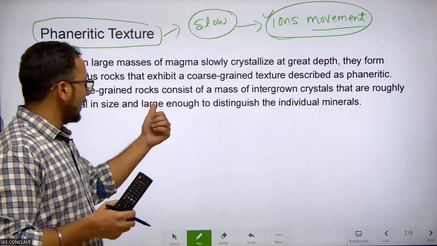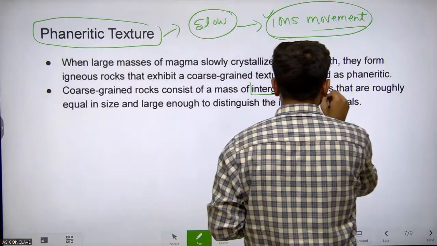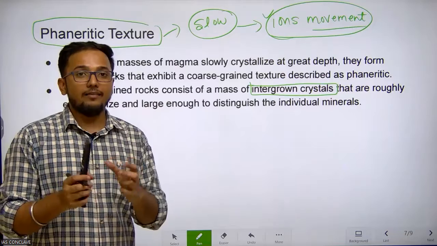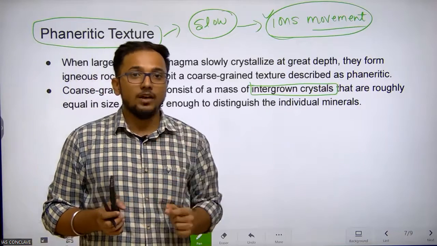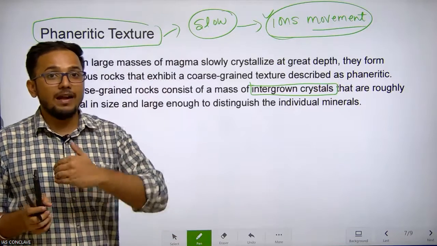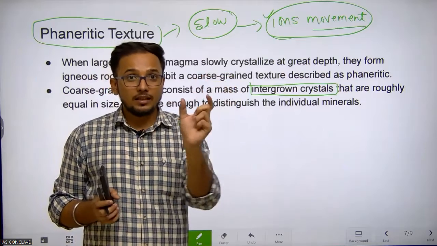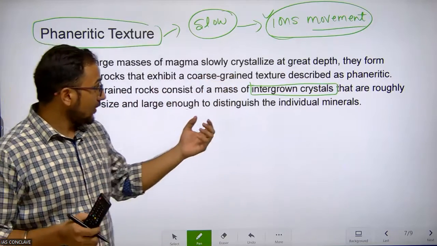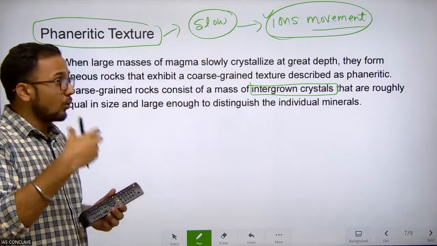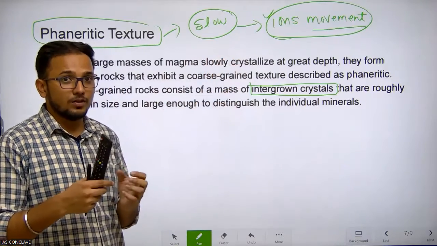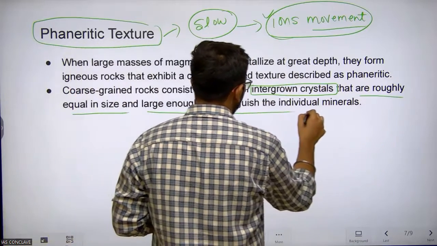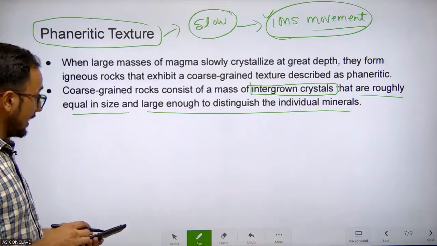Now, a coarse grain rock consists of a mass of intergrown crystals. This is the intergrown texture. Because the cooling rate is very slow, and because every mineral composition has a different crystallization rate, as we have already discussed in the Bowen reaction series, every mineral, as per its melting point, crystallizes differently. So the melting point also determines the crystallization rate. So with intergrown crystals, because cooling is very slow, crystallization starts, and the crystals are roughly equal in size and large enough to distinguish the individual minerals. What does it mean? Let's discuss.